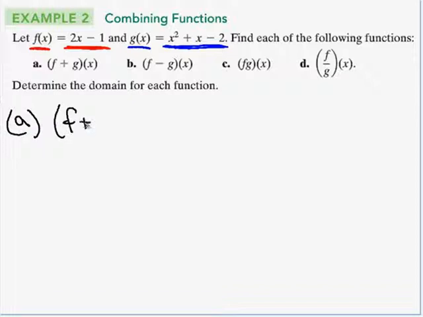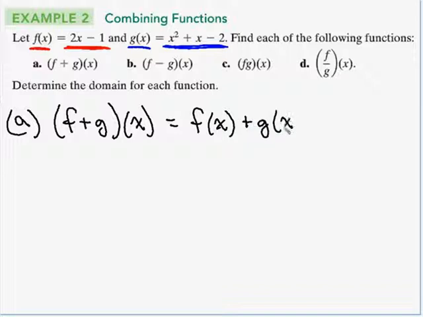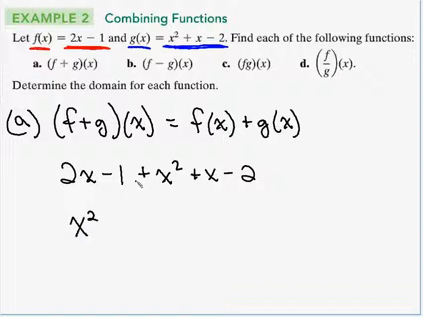f plus g of x is just f of x plus g of x. We're just going to take the two functions and add them together. If we can, we combine like terms. So f of x is 2x minus 1 plus g of x is x squared plus x minus 2. So let's combine like terms. My highest power is x squared. That'll go first. And then I have a 2x plus an x. That's plus 3x. And then a minus 1 and another minus 2 is minus 3.